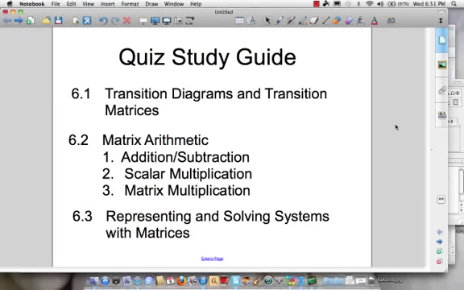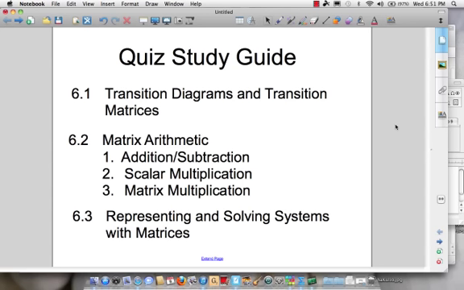This video should help you study for the quiz you'll be taking in class next time. There's 3 sections that we've gone over so far in Chapter 6, and I've briefly listed here the content from each of those sections. 6.1, transition diagrams and transition matrices, and in Section 6.2 we looked at matrix arithmetic, in particular 3 different types of operations you can perform with matrices.